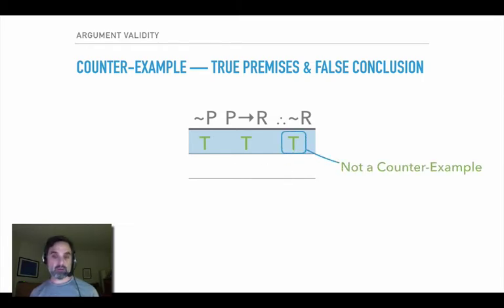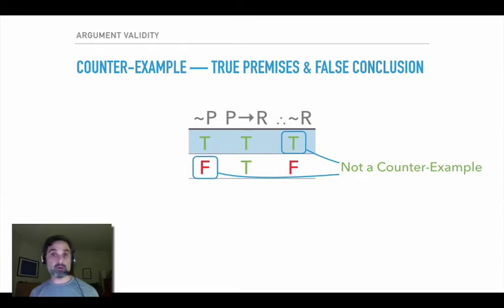Okay, well, let's consider another row in another situation. In this situation, the first premise, not P, is false. The second premise, if P then R, is true. And the conclusion is false. Now ask yourself, is this a counterexample row? Really, what do you think? Well, what does it have to be like to be a counterexample row? The conclusion has to be false, and on this row, the conclusion is false. But also, both the premises need to be true for the row to be a counterexample row. And on this row, the first premise is false, and that means that this is not a counterexample row because it's not a situation where all the premises are true.